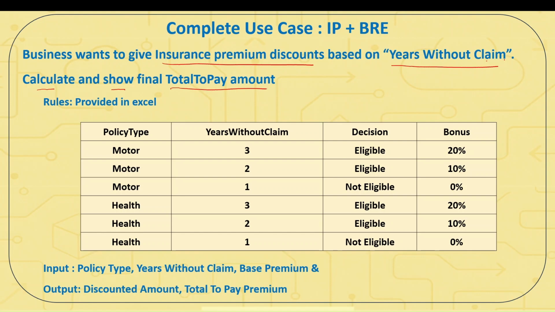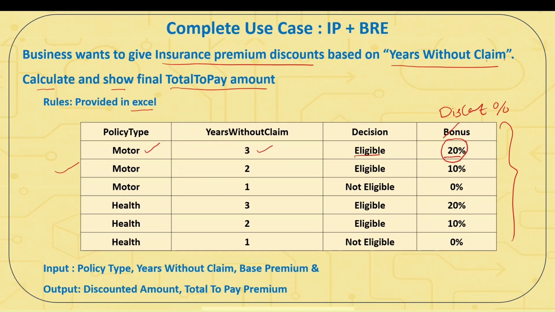All the rules are provided by business in Excel format, which we received from the business analyst, and we created its CSV file which looks like this. So all these are business rules. For example, if policy type is motor and years without claim are 3, then our output shows yes, he is eligible for discount or bonus. Here we can take discount percentage as well, or if their terminology is bonus percentage, that's fine. At the end, it means we'll be getting 20% discount in final premium.